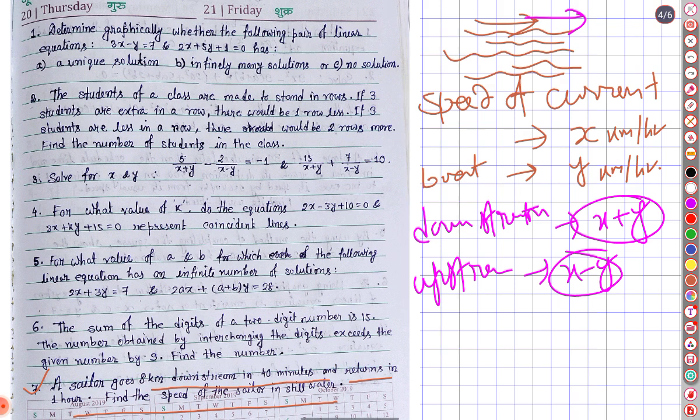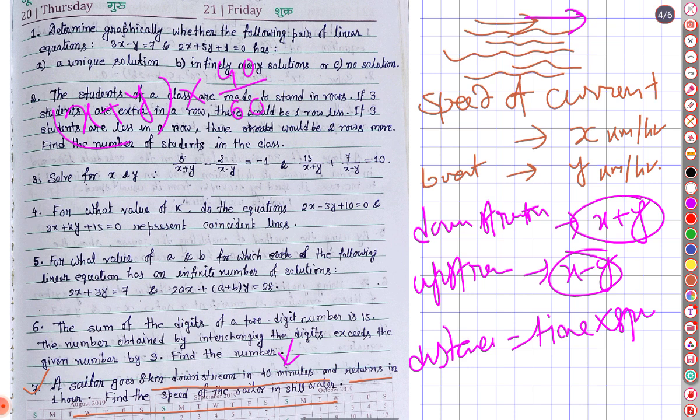Now total distance will be what? Total distance is always time into speed. So in the first case, 40 minutes is taken, meaning downstream, that is why total speed is more, so time is less. So in downstream, speed is x plus y and time is 40 minutes, that is 40 by 60 hours. So this is the distance. Distance is 8 kilometer, so this is equal to 8. One equation we are getting, x plus y equal to what? The 0s will be cancelled, so 12 is coming. Okay, this is one equation.